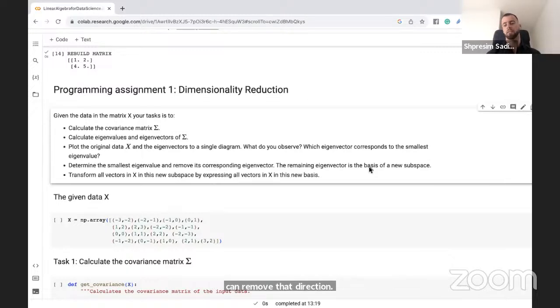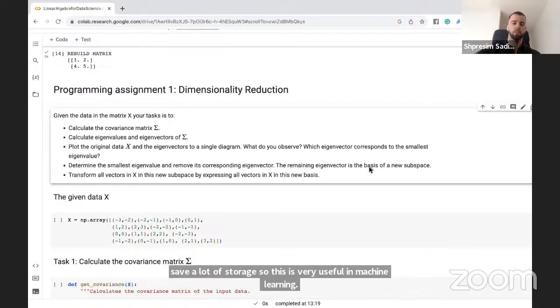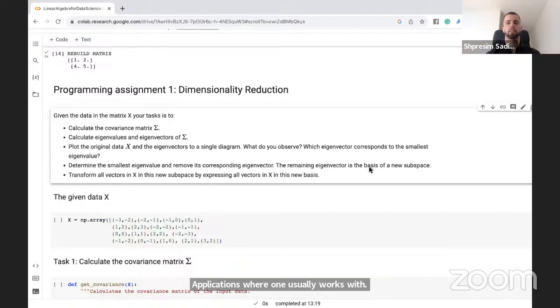And dimensionality reduction is very helpful because in that way, for example, we can save a lot of storage. So this is very useful in machine learning applications where one usually works with huge amounts of data, like data can contain thousands of dimensions, but usually what we notice in practice is that the data is actually lying on some small dimensional subspace.